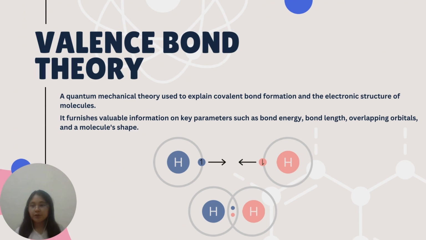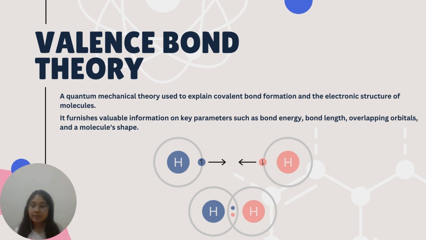Valence bond theory is one of the quantum mechanical theories used to describe covalent bond formation in the electronic structure of molecules. It is pivotal to underscore that valence bond theory is tailored specifically for understanding covalent bonds and doesn't extend its scope to elucidating phenomena such as ionic or metallic bonding.